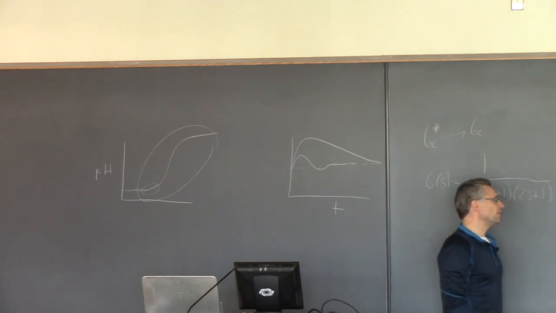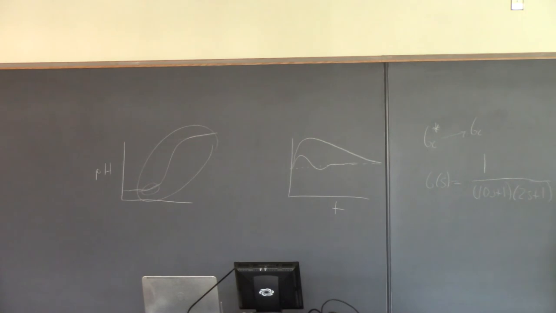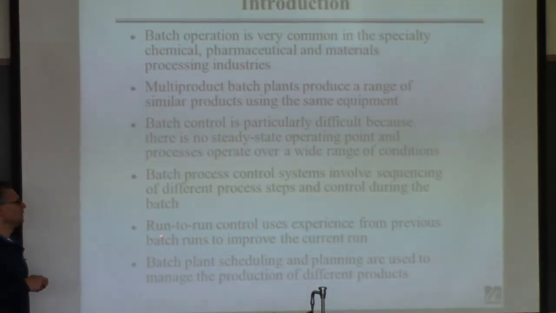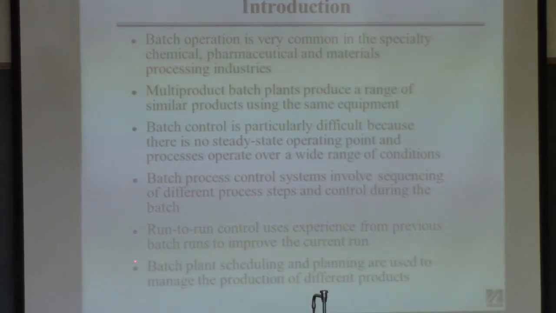All right, I already talked about run-to-run control. Oh, sorry. Well, I already talked about this. So basically, the idea of batch process control to a large degree is just about sequencing of different steps to run the batch. Run-to-run control, the idea is improve the next run from what you learn from this run.